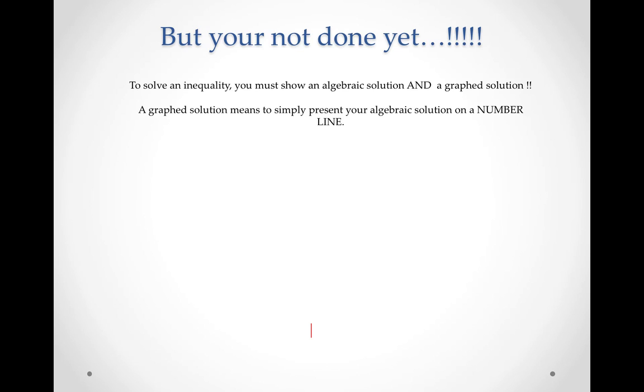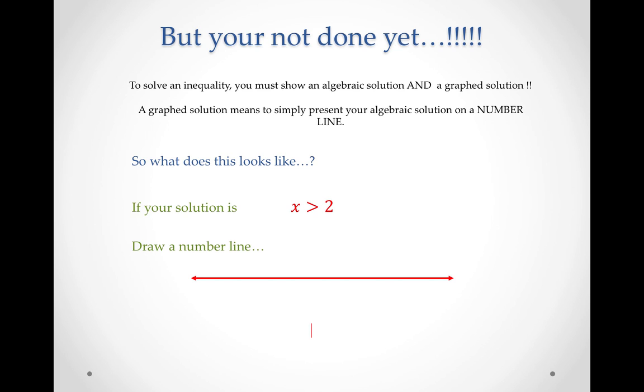So a graph solution simply means to present your algebraic solution on a number line. So what does this look like? If we got a solution for any inequality that was x is greater than 2, this is just an example, what we would need to do is draw a number line. Secondly, mark in whatever your answer is on that number line. So you can see I've marked in the number 2 because that was my solution.